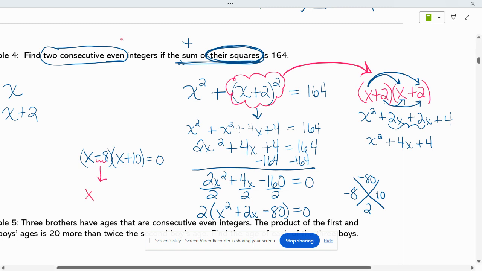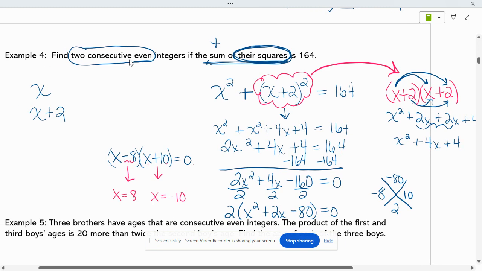Positive 8. So x equals 8. And what's the opposite of a positive 10? That makes sense because negative 10 plus 10 equals 0, right? Okay. Is this specific question looking for even positive or even negative integers? Does it specify? No, it just says I want 2 consecutive even integers. So this is a case where you have 2 right answers, okay?